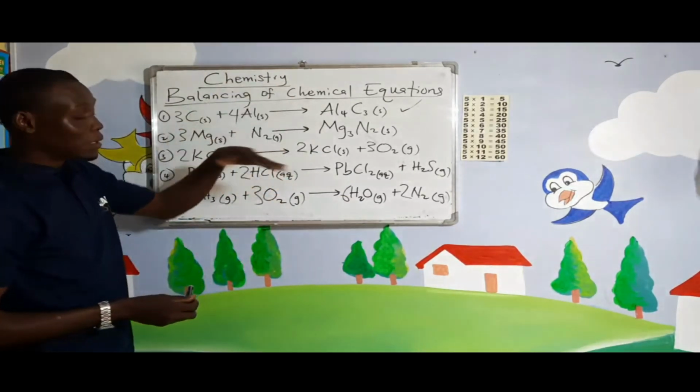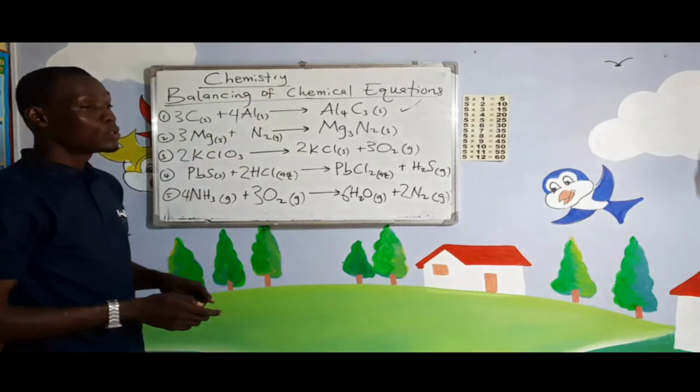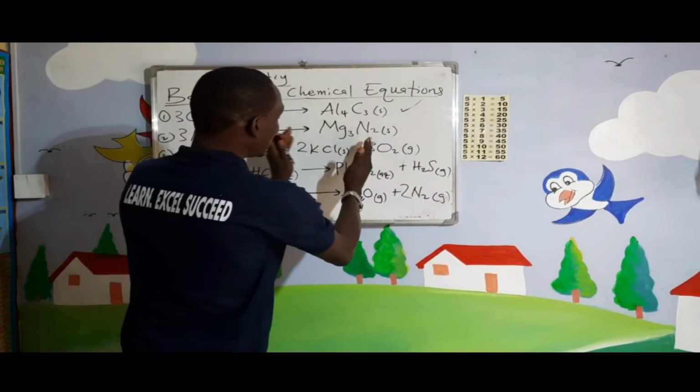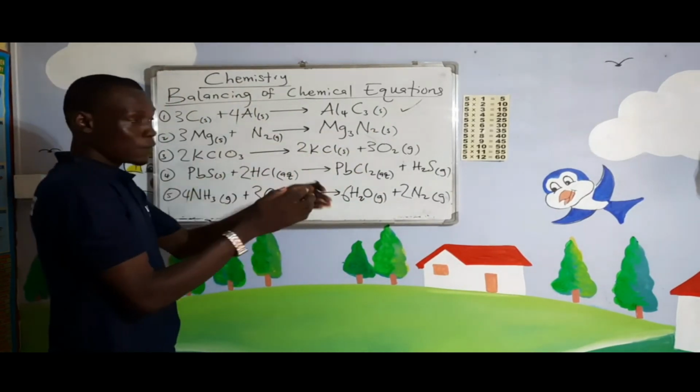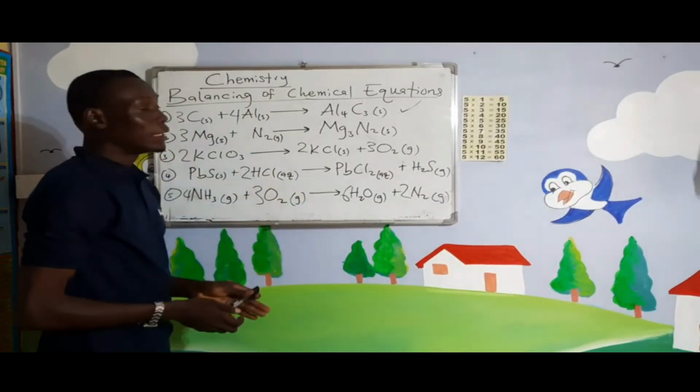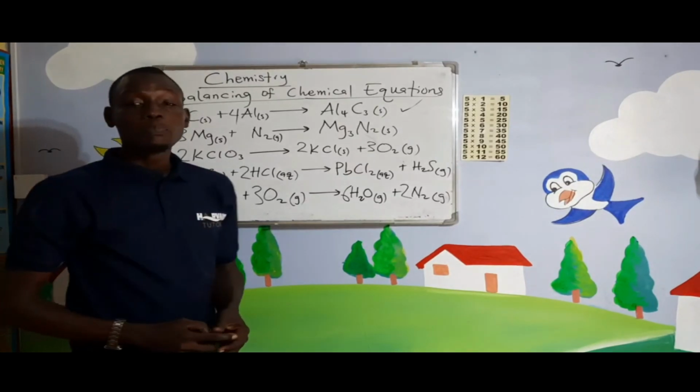By the time you carry out an atom count for all the equations, you notice that what we have after the arrow, that is the product, is always equal in terms of number of atoms to what we have before the arrow, that is the reactants.